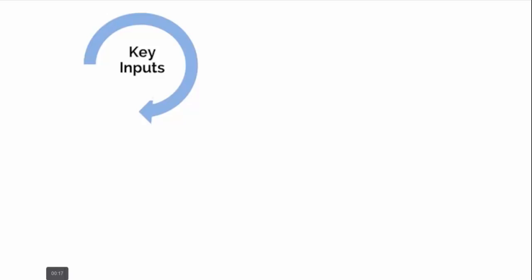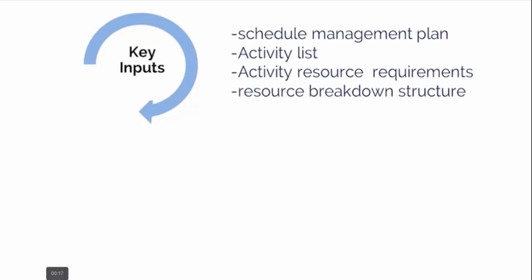The key inputs are schedule management plan. This plan defines the method used and the level of accuracy along with other criteria required to estimate activity durations. Activity list. We need the activity list along with the associated activity attributes so we can determine duration estimates for each of them. Activity resource requirements. The estimated activity requirements will have an effect on the duration of the activity.